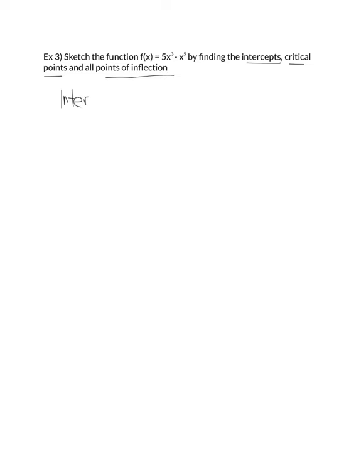All right, our third and final example. Sketch the function f of x equals 5x cubed minus x to the power of 5 by finding the intercepts, critical points, and all points of inflection. So I'm going to go ahead and just start this off with my intercepts. And again, it doesn't matter what order you do this in. I'm just going to do the y first. So I'm going to go ahead and set x equal to 0.